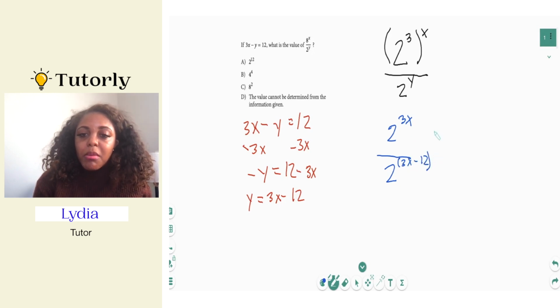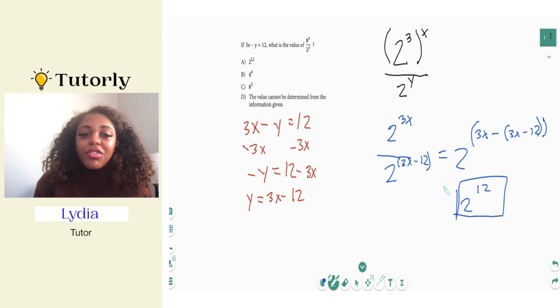Now again, we need to remember our rules of exponents. If we're dividing two numbers that have the same base but are raised to different exponents, we're going to subtract those exponents. So this is going to be equal to 2 to the power of the quantity 3x minus the quantity 3x minus 12. 3x minus 3x is 0, minus negative 12, that's going to be a positive 12, so our answer is 2 to the power of 12, which is option A.